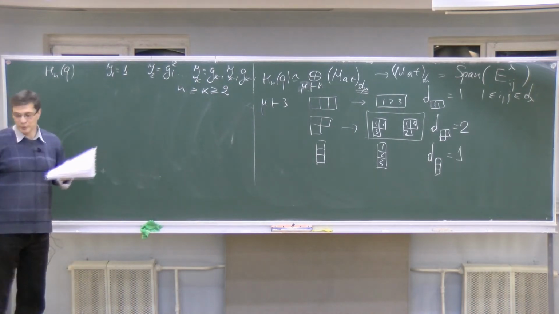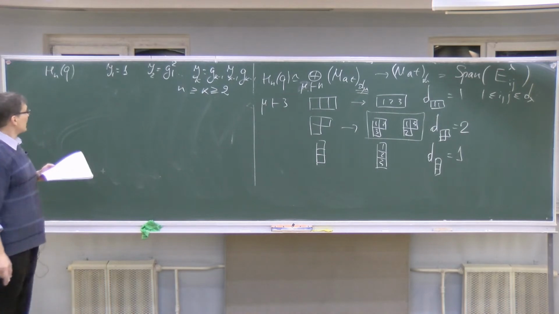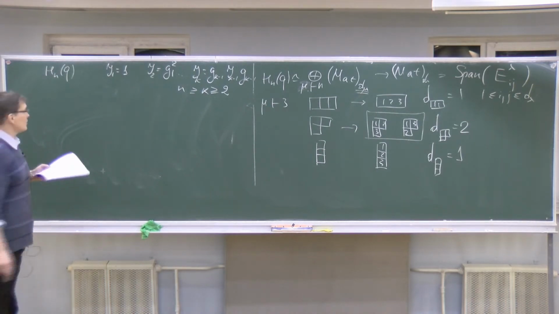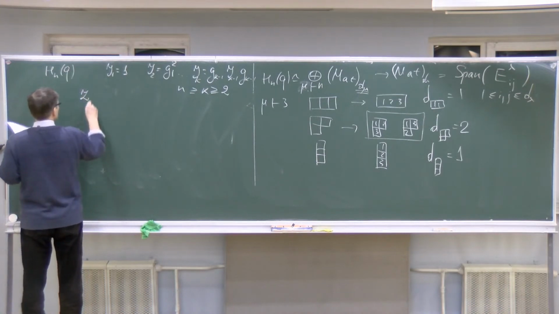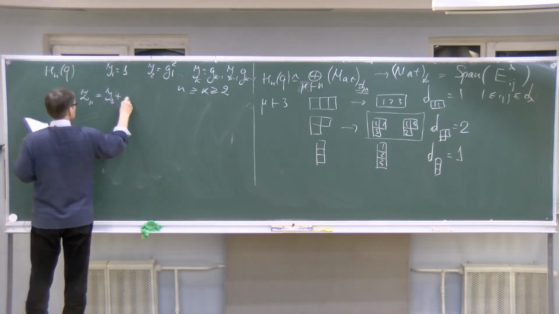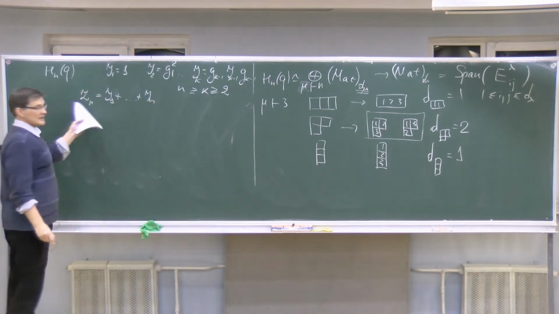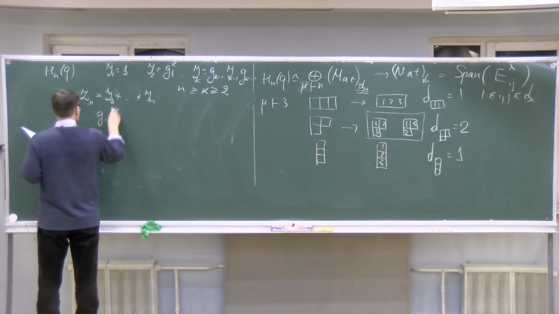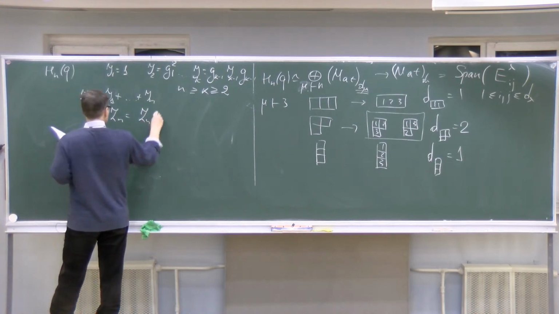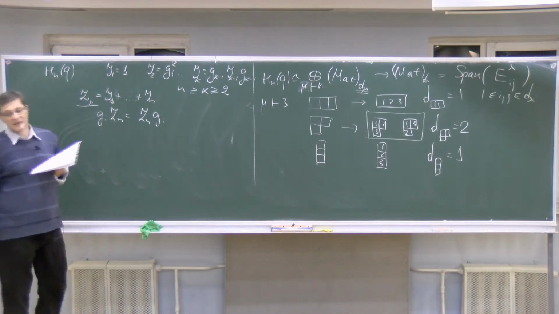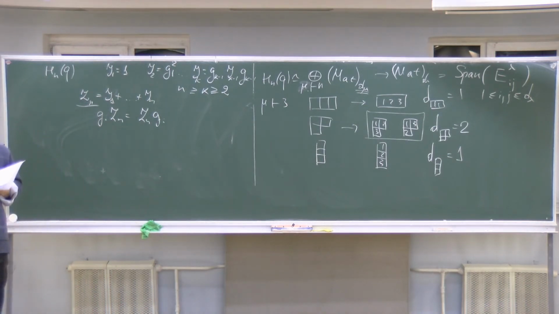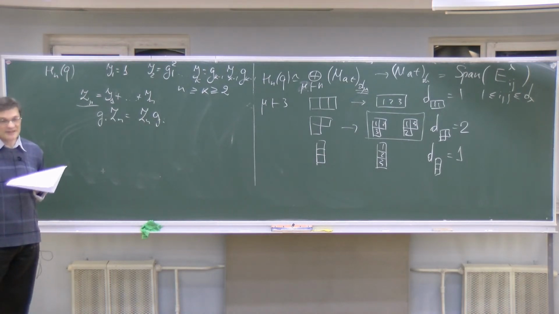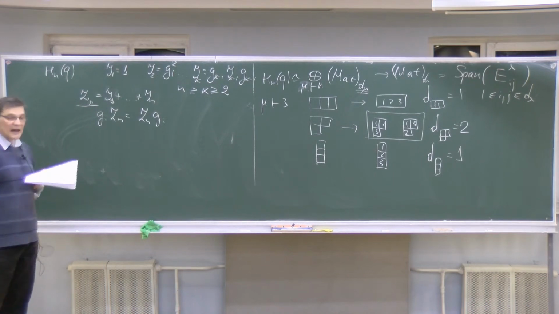These elements commute with each other, and they form the maximal commutative subalgebra. Moreover, their sum, G1 plus ... plus Gn, which I denote Zn, is a central element. It commutes with any generator. And this element generates the whole center of the Hecke algebra. That is, any polynomial of Zn is central, and vice versa. Any central element in the Hecke algebra can be presented as a polynomial in the element Zn.